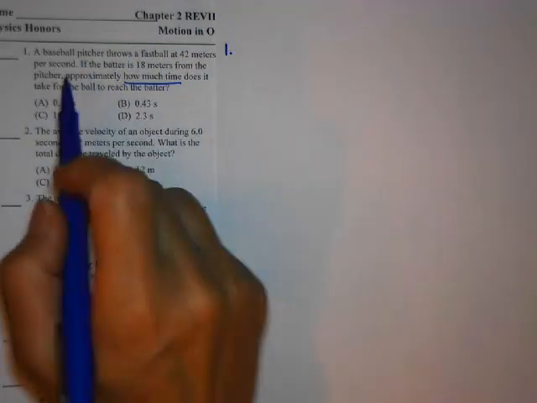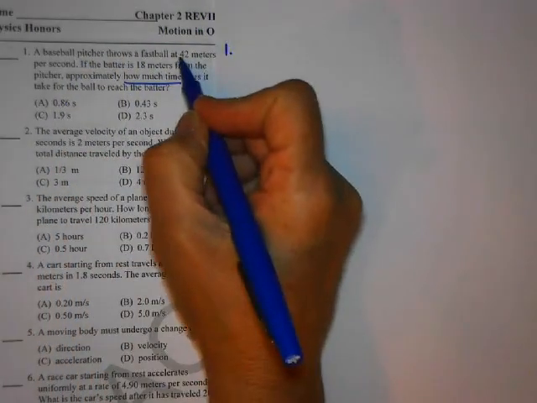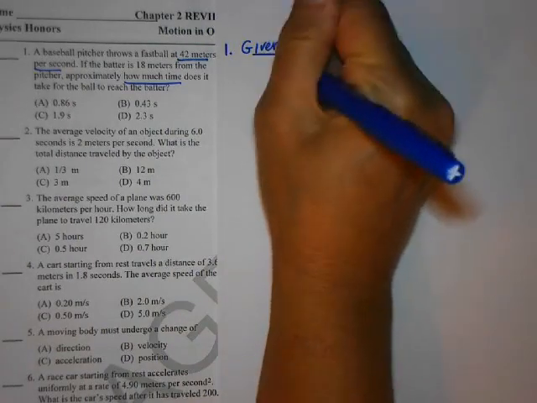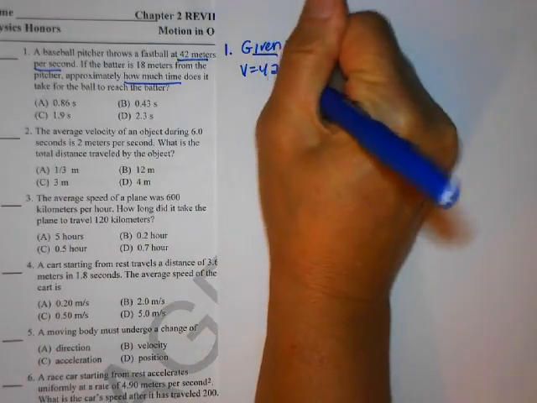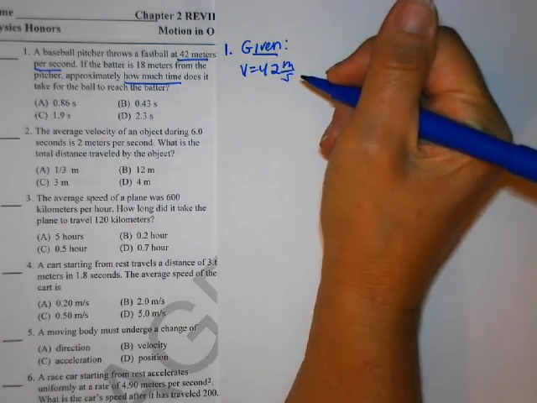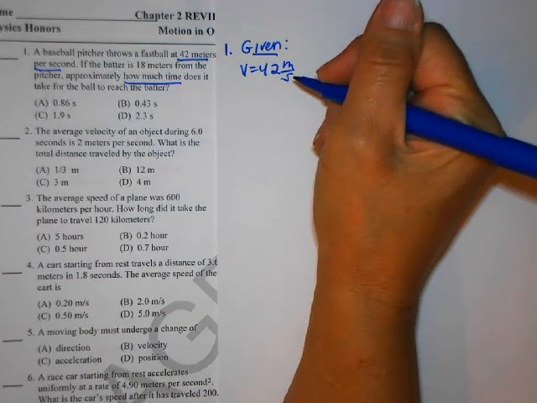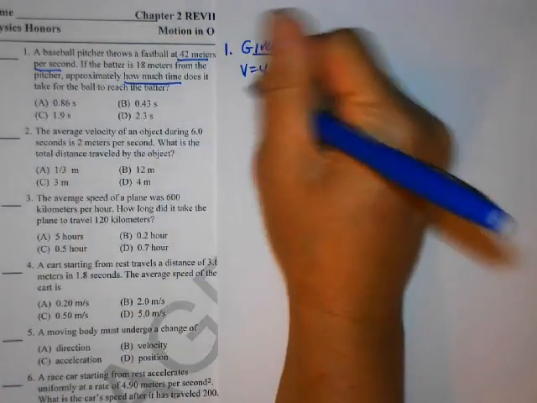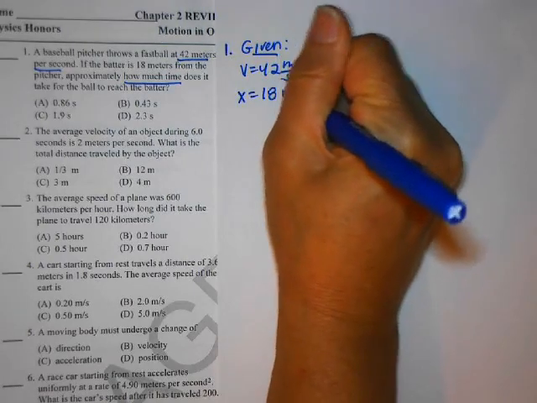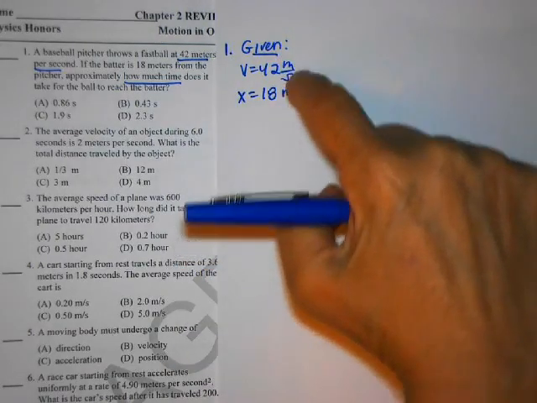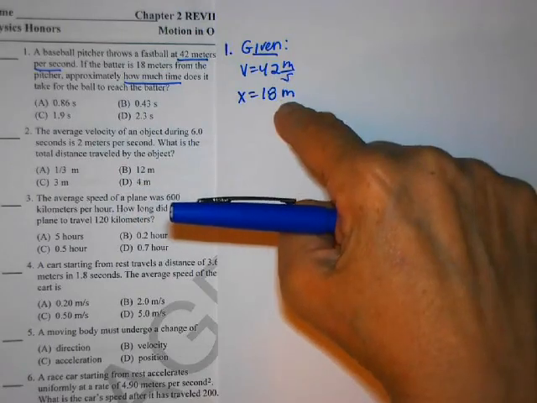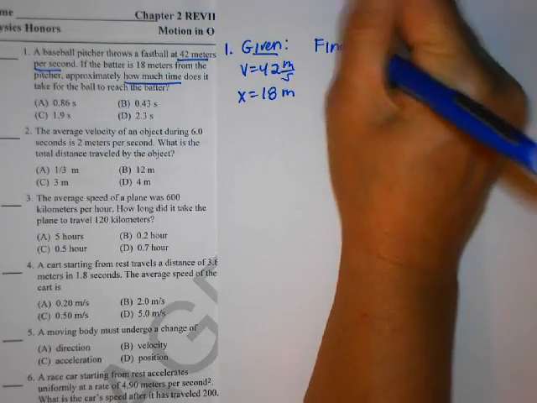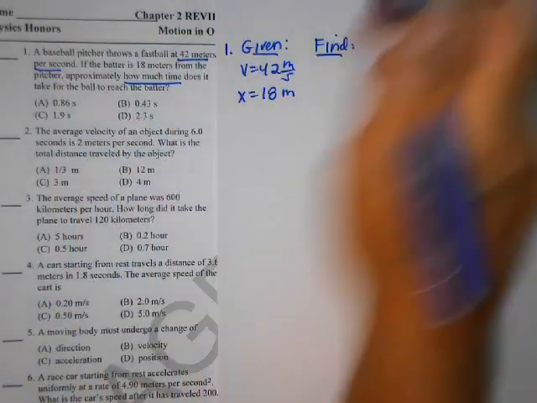So number 1, it says a baseball pitcher throws a fastball at 42 meters per second. So in my given, I know that V is 42 meters per second. From the pitcher, if the batter is 18 meters from the pitcher, so X is equal to 18. If you're not sure what something is, you look at the unit. Meters per second is velocity, and then we see this as meters, and I want to find the time. How do I know I want to find that? It says how much time.